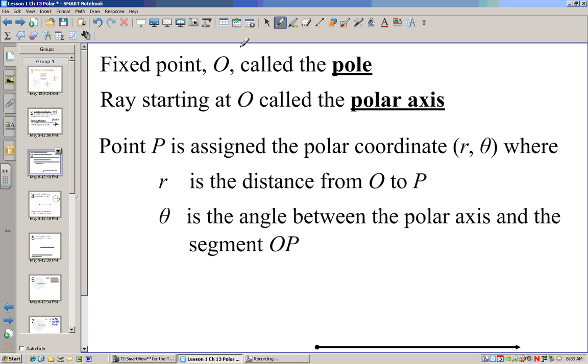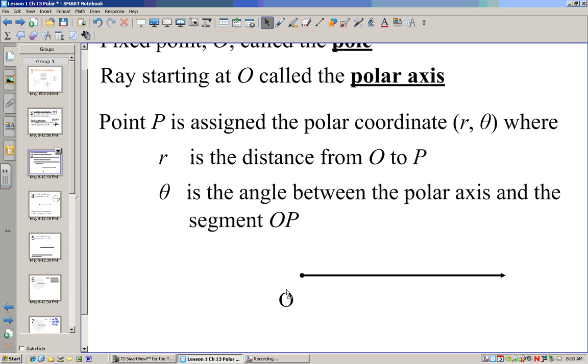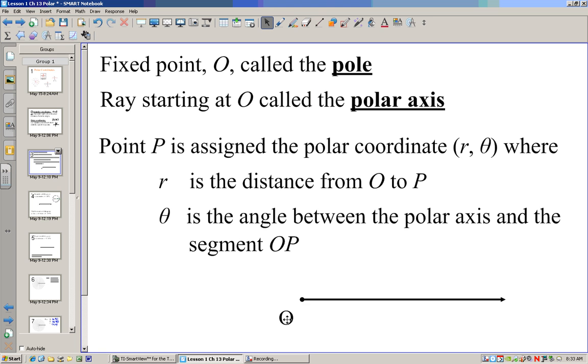We have a fixed point called a pole. I should pull this up, and my O. This fixed point is called a pole, right here. The ray starting at O is called the polar axis. So this is our polar axis. A point P, I can put out point P, is defined as its radius, or r being the distance from O to P, and the angle from the polar axis. So this distance is r, and this angle is our theta.